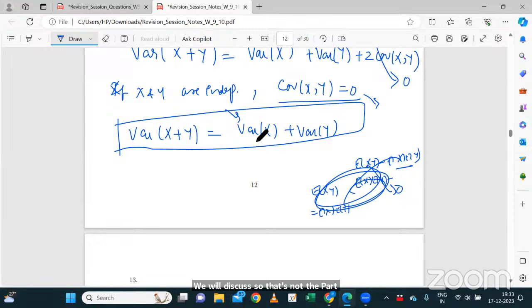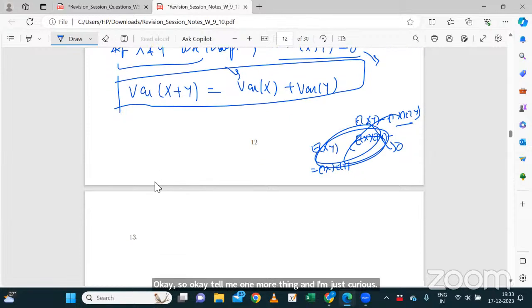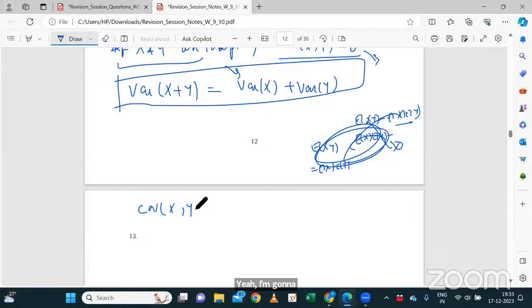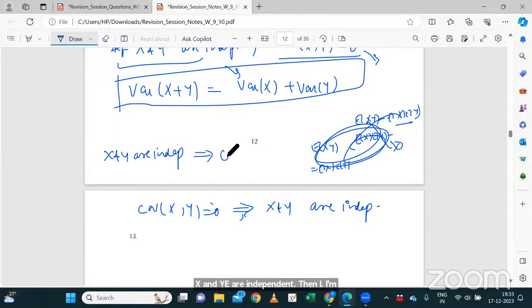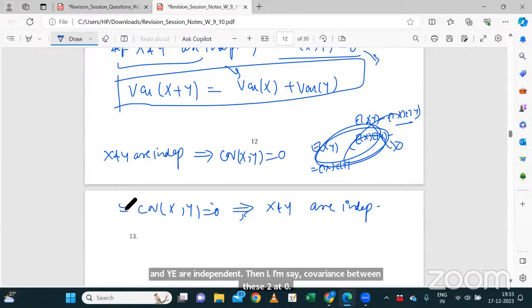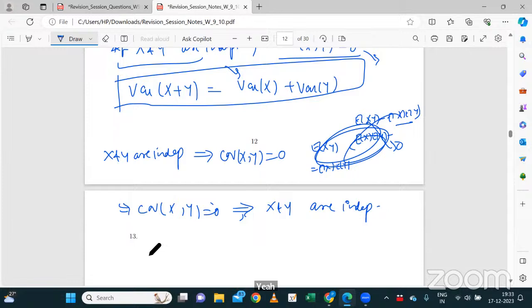Okay, tell me one more thing. I'm just asking out of curiosity. If X and Y are independent, then covariance is 0. Suppose I say covariance is 0, then can I say X and Y are independent? Will it imply that X and Y are independent? No, sir.